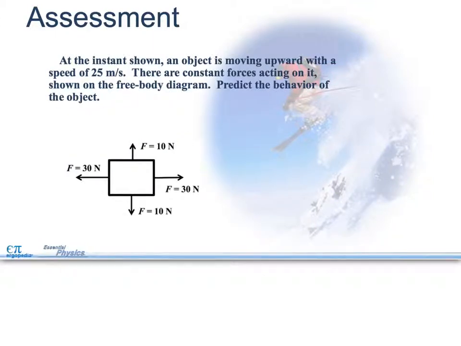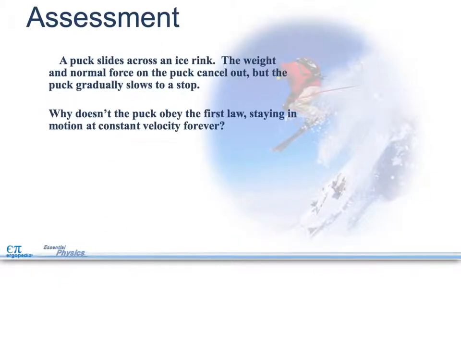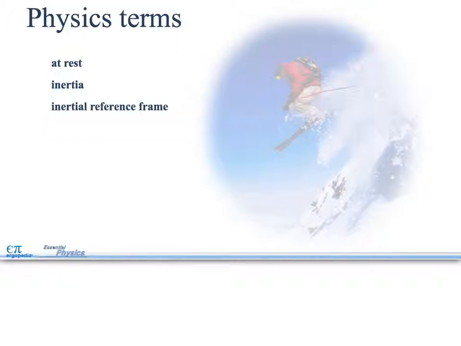At the instant shown, an object is moving upward with a speed of 25 meters per second. There are constant forces acting on it shown on the free body diagram. Predict the behavior of the object. A puck slides across an ice rink. The weight and normal force on the puck cancel out, but the puck gradually slows to a stop. Why doesn't the puck obey the first law, staying in motion at a constant velocity forever? Our physics terms are going to be at rest, inertia, and inertial reference frame.